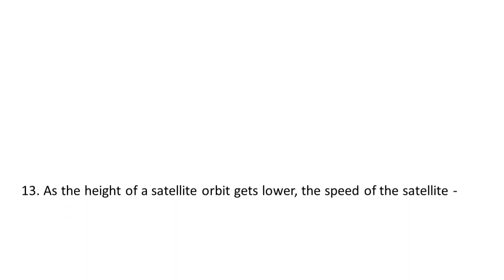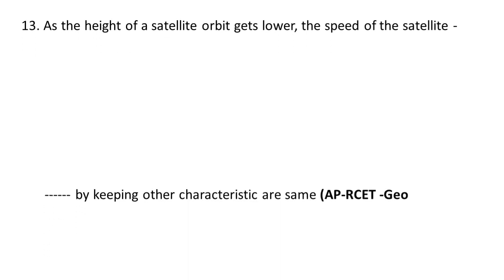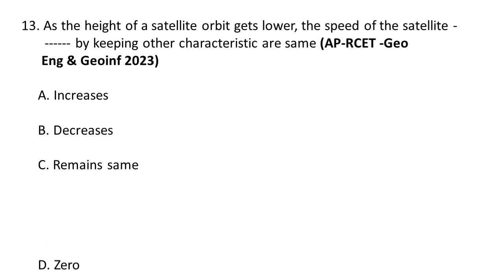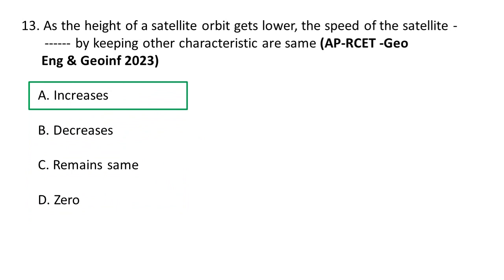Next question. As the height of a satellite orbit gets lower, how does the speed of the satellite vary, keeping other characteristics the same? A, increases, B, decreases, C, remains same, and D, 0. As the height of the satellite orbit gets lower, the speed of the satellite increases, keeping the other characteristics the same. So A is the correct answer.